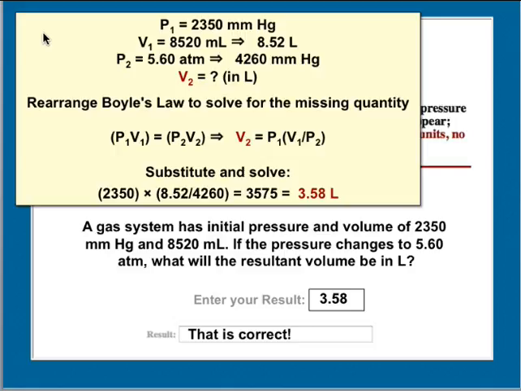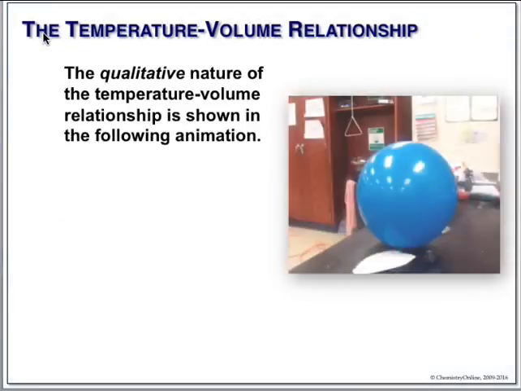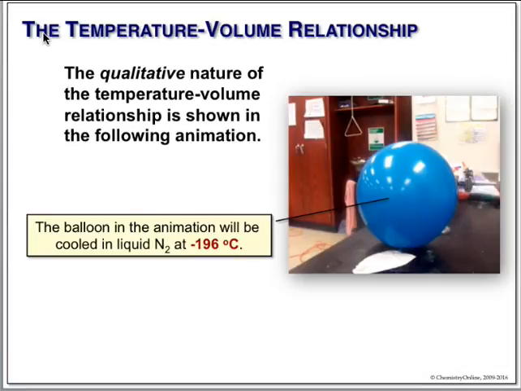All right. Gas laws get even more interesting now. Remember, Boyle's Law said that the temperature had to be constant. Why is that? Because there's a temperature-volume relationship. This is a balloon. What we're going to do is pour liquid nitrogen over this balloon. Now, when we do this, the balloon is going to get very, very cold. Let's watch and see what happens.